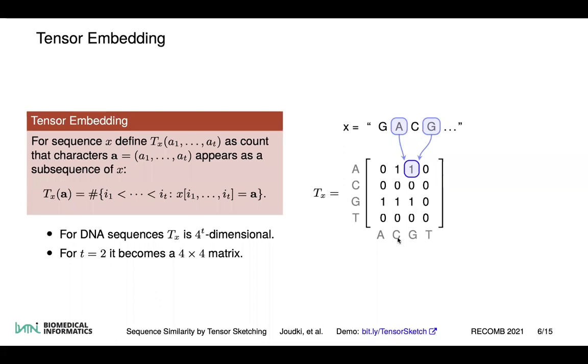And therefore, there is no restriction or dependency between these base pairs. So now having this, we can also easily generalize it to more than 2 dimensions. In that case, for t dimensions, it becomes a 4 to the t dimensional tensor, and then corresponds to a tuple of size t.